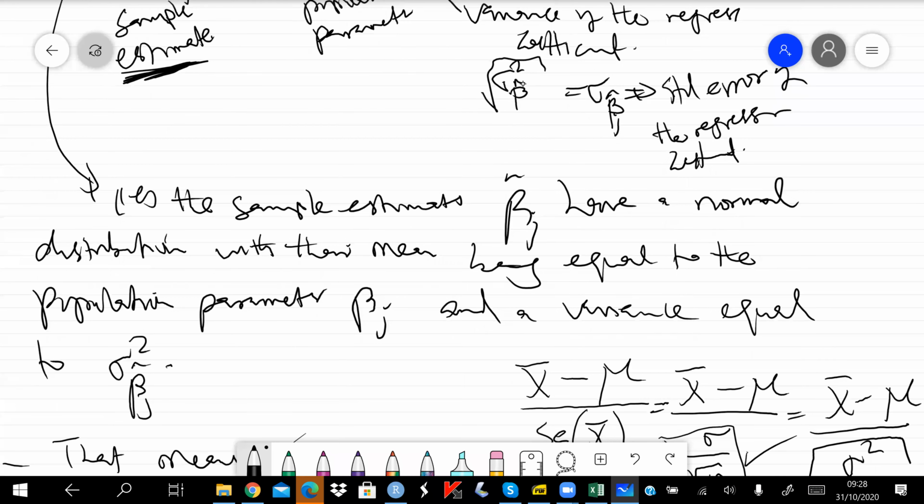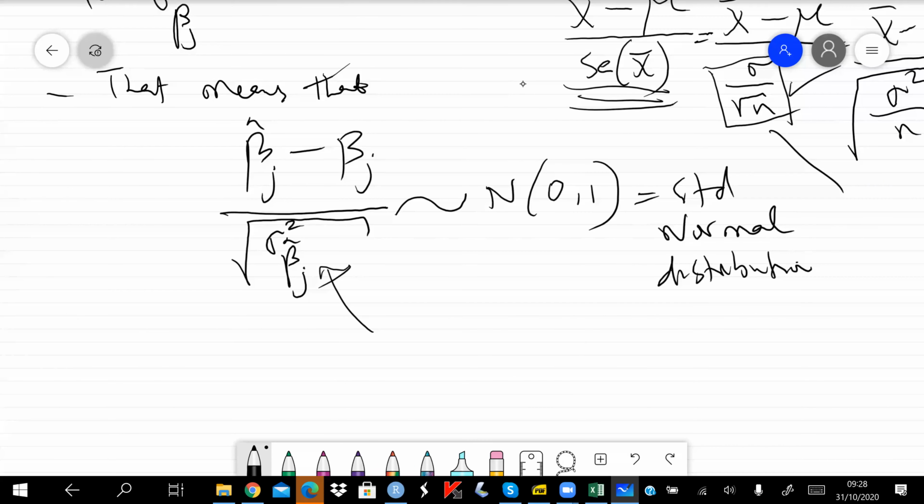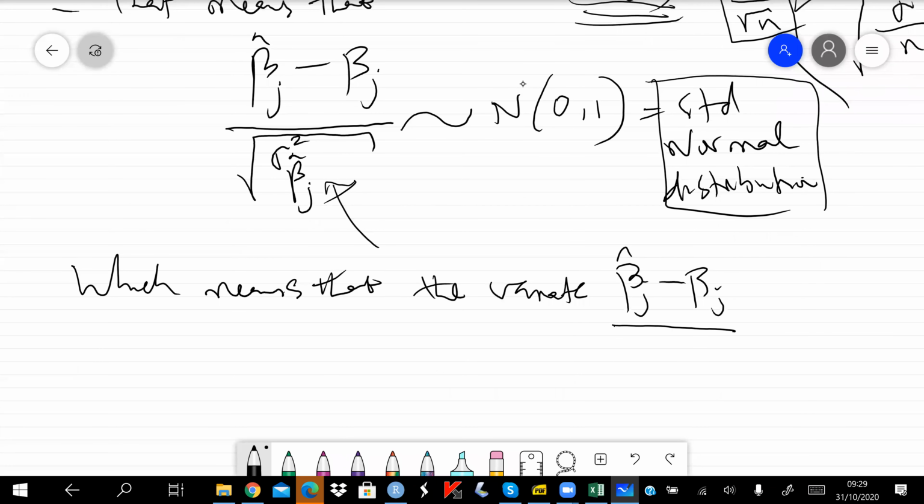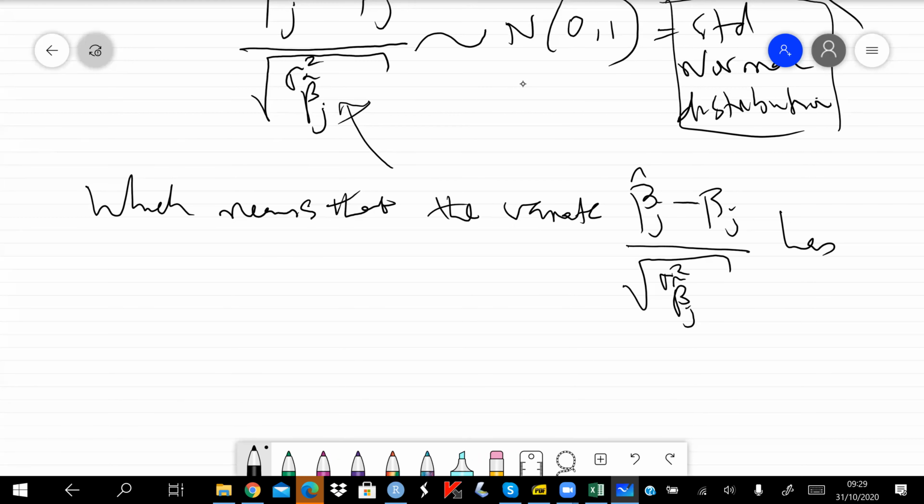Okay, so that means that this is true, this is standard normal. Which means that the variate beta j hat minus beta j divided by the square root of sigma squared beta j hat has a standard normal distribution.